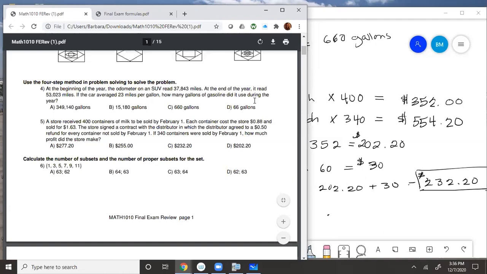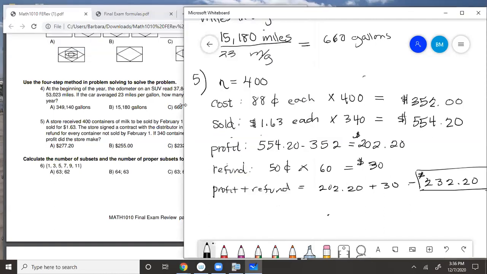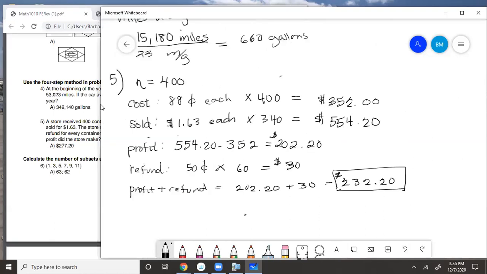So to find out how much profit they made, we have to find out how much they made when they sold the containers. Since they sold 340, we multiply by $1.63. And so the total amount they got was $554.20. The profit is subtracting these numbers and we get $202.20.